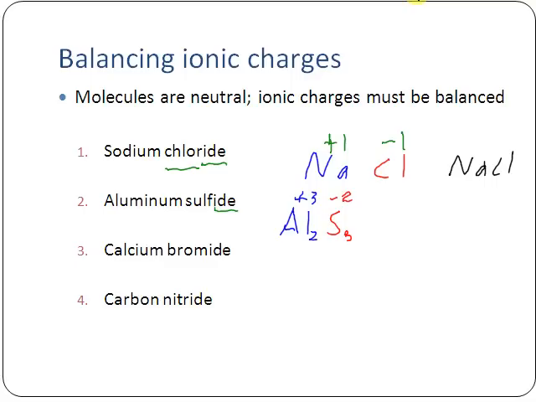And so my overall formula for aluminum sulfide is Al2S3, like that. And so that's how you'd work that out. All right. On to our next one, calcium bromide.